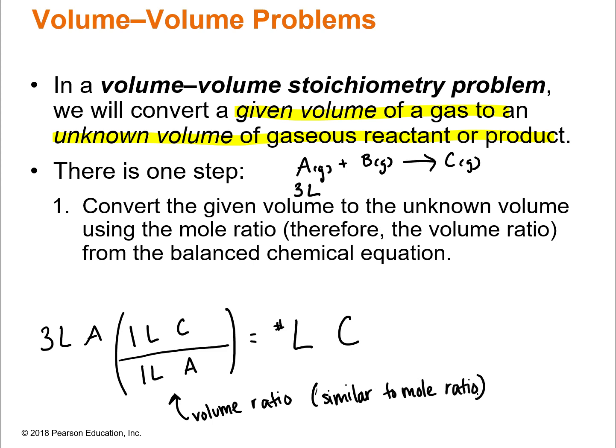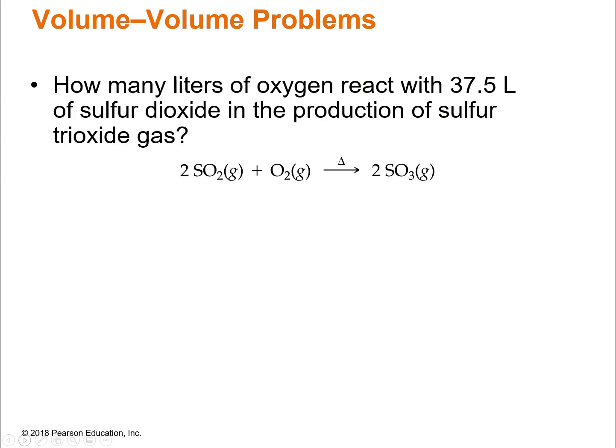This is the easiest problem type. There's only one unit factor. You use a volume ratio, which is pretty much the mole ratio, only instead of moles you say liters. Let's try one. How many liters of oxygen react with 37.5 liters of sulfur dioxide in the production of sulfur trioxide gas?